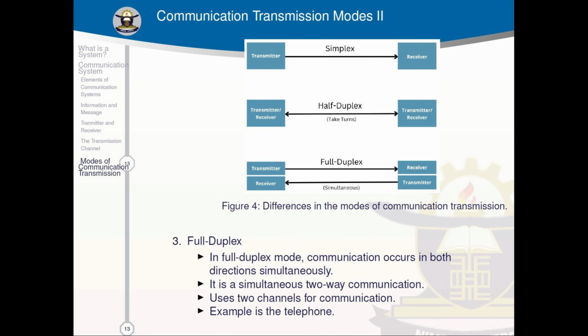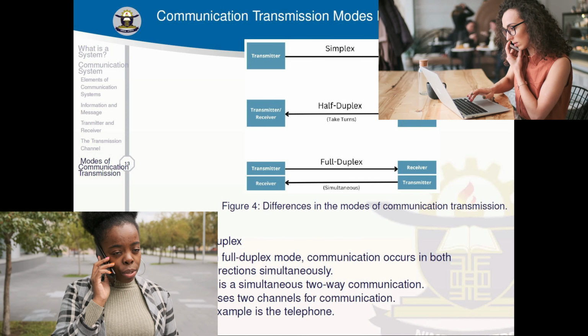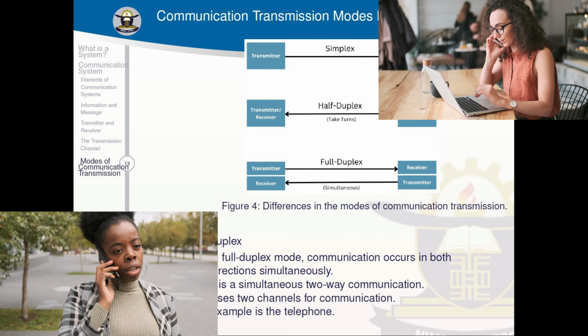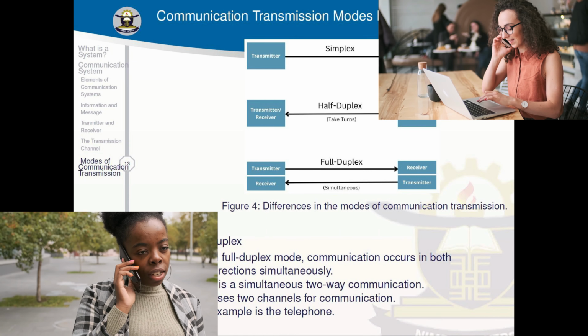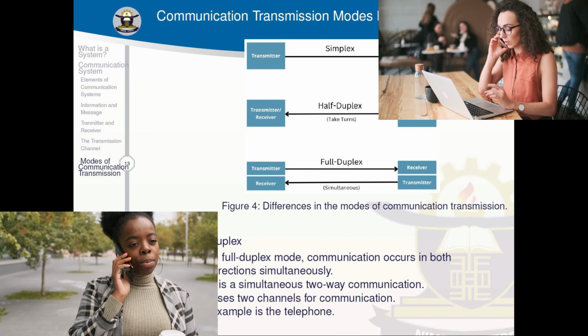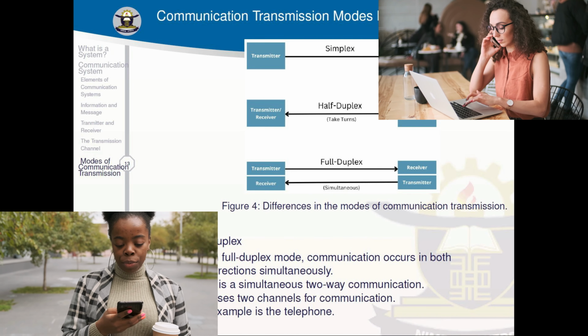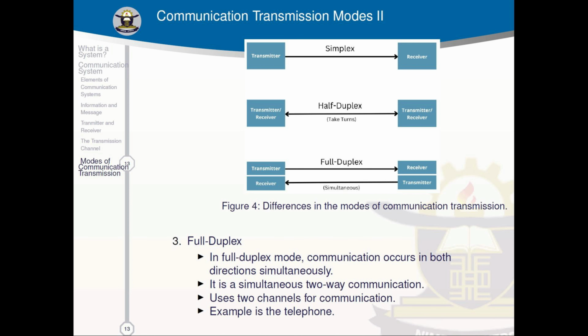Then the final one is the full duplex. In the full duplex transmission mode, communication occurs simultaneously because there are two channels in use, one for the transmitter to send to the receiver and one for the receiver to send to the transmitter. So when any of them is sending information, they are using channels that have been dedicated for their transmission, which means that the transmitter has a channel dedicated for sending information to the receiver, and the receiver has a channel dedicated for sending information to the transmitter.